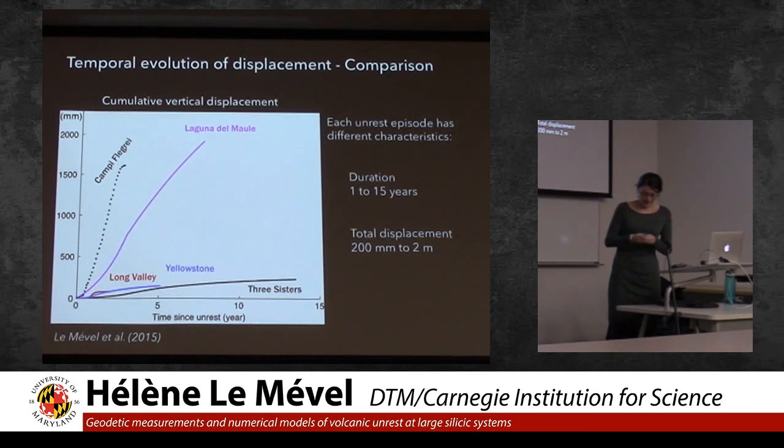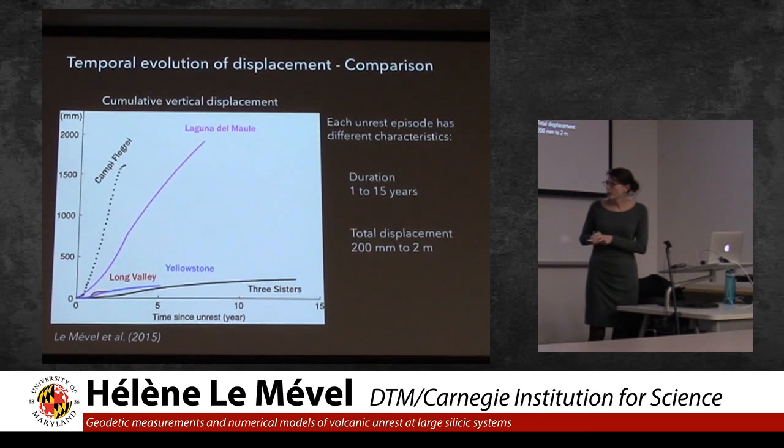Now here, to put the uplift at Laguna del Maule into perspective, I compare it to several other volcanoes. So for Long Valley, Yellowstone, and Three Sisters, here on the same x-axis, which is the time since the unrest, you can see that all of them accumulate about a few hundred millimeters. So Laguna del Maule really stands out as having a really high uplift rate, and they all have different durations. Some of them are very short, 1 year. Some of them are really long. Three Sisters have been deforming for about 15 years. So I also plot the uplift at Campi Flegrei because it was a higher rate, the highest rate ever measured actually. Between 82 and 84, it accumulated about 1.6 meter of vertical uplift.